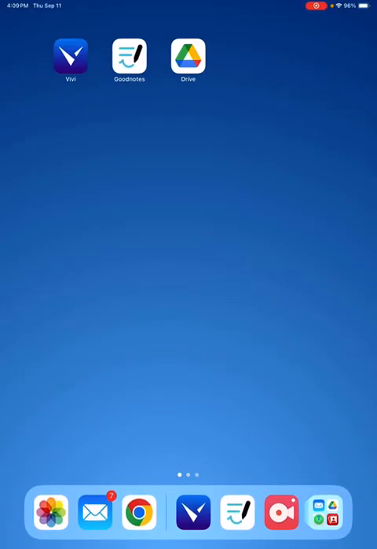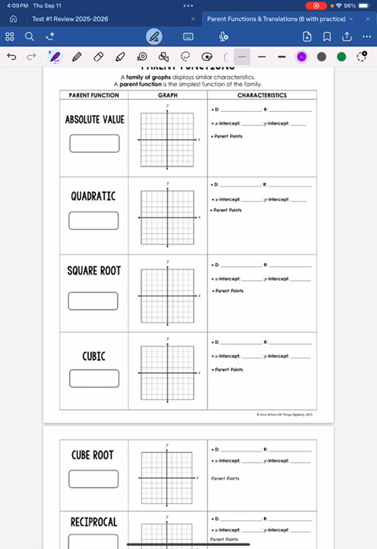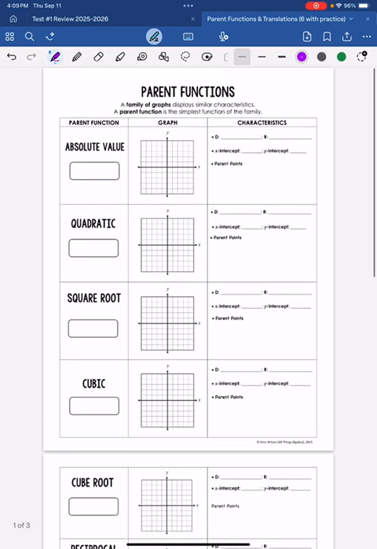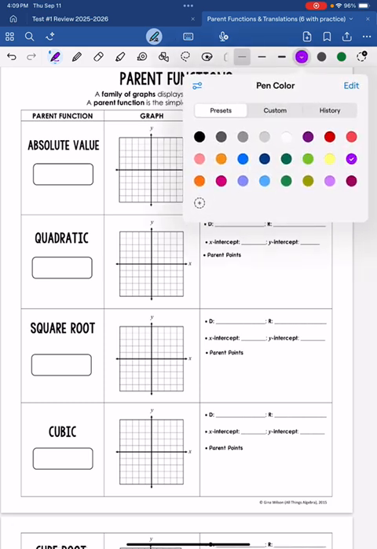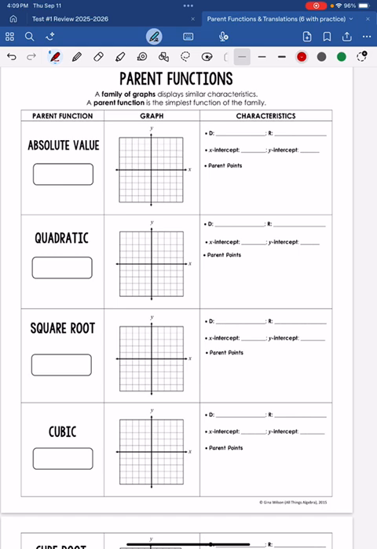Okay, Spartan fans, so today you're going to learn about parent functions. You should have gotten two gold sheets from the substitute, and one of them looks like this screen that you see here. These parent functions are incredibly important, and your ability to graph them is going to carry through all of your math life.